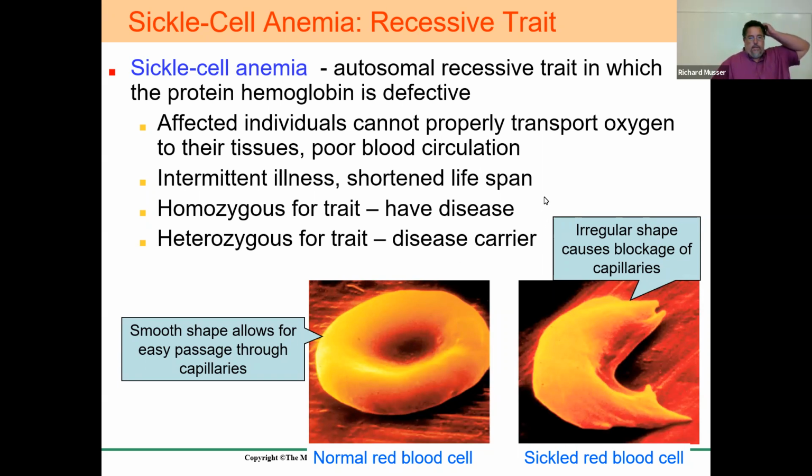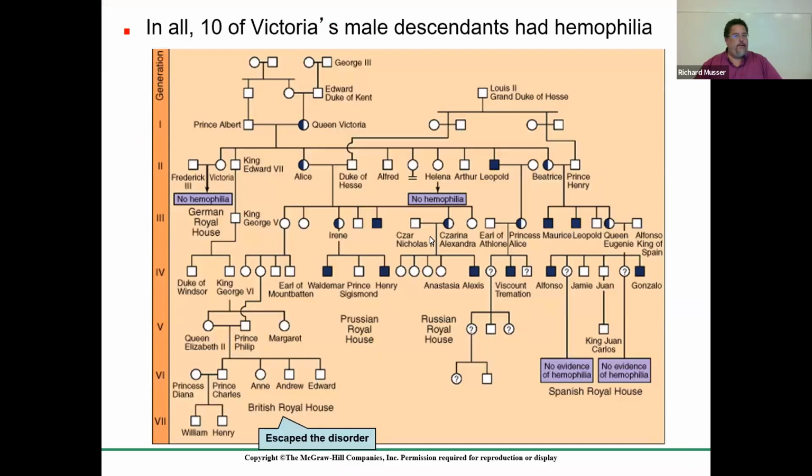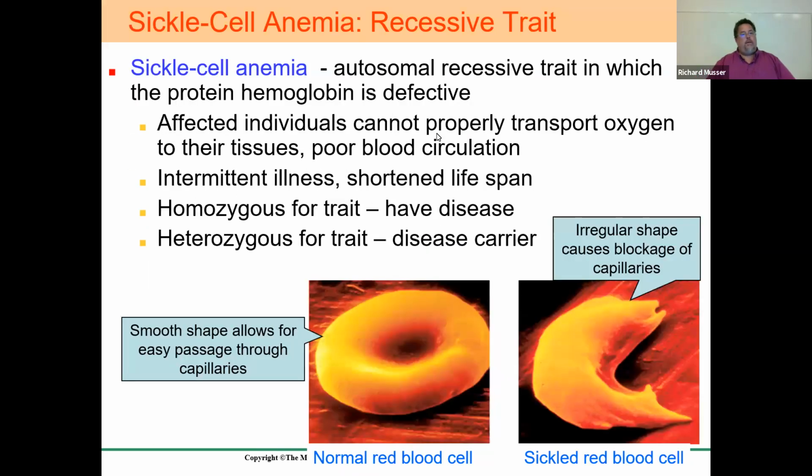So again, sickle cell anemia is in this case an autosomal recessive trait. Remember the other ones that we talked about, like colorblindness and hemophilia, were sex-linked. Autosomal means those normal chromosomes that are floating around in your adult cells that are not involved with sex traits directly. Sickle cell anemia is a defective protein that changes the shape of the hemoglobin. Hemoglobin is the protein that transports oxygen.